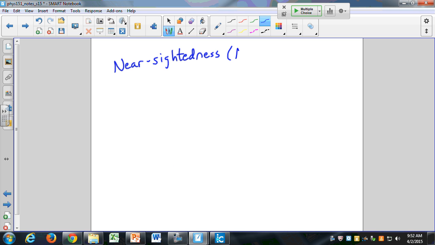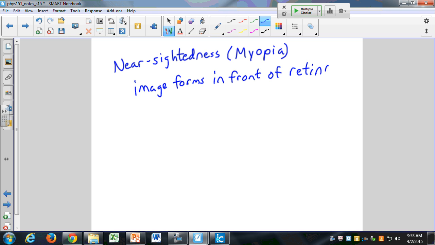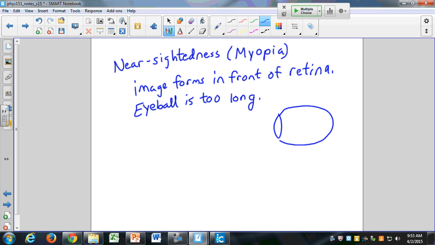Nearsightedness. This is also called myopia. Make sure that you know what each of these are and what causes them. So nearsightedness, the image forms in front of the retina. This means that your eyeball is too long. So whereas the eyeball is supposed to be pretty spherical, a nearsighted person might have an eyeball, that's an exaggeration, but they have an eyeball that's too long.